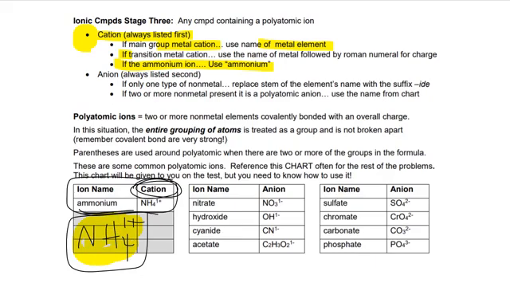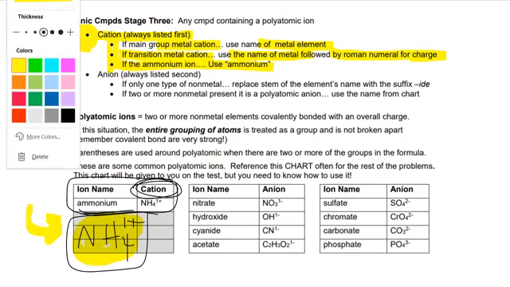We still do, if it's a transition metal, say the name of the metal like iron and then in parentheses, put the Roman numeral with its charge. Again, the only addition to our cations is that we might have this ammonium included.